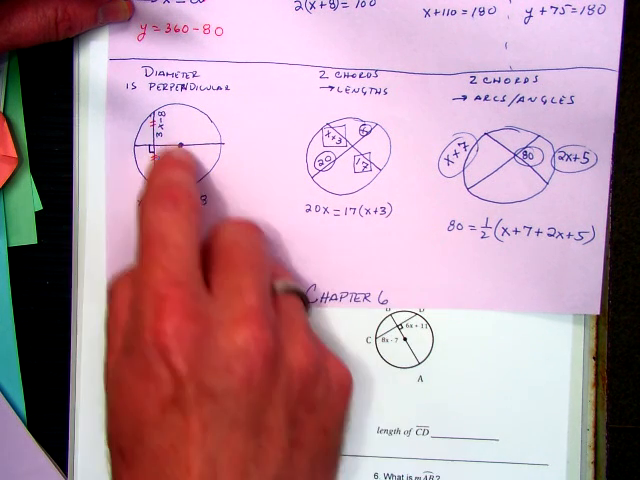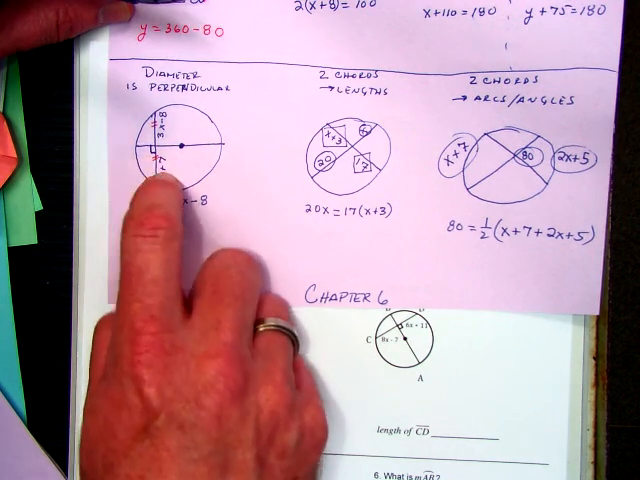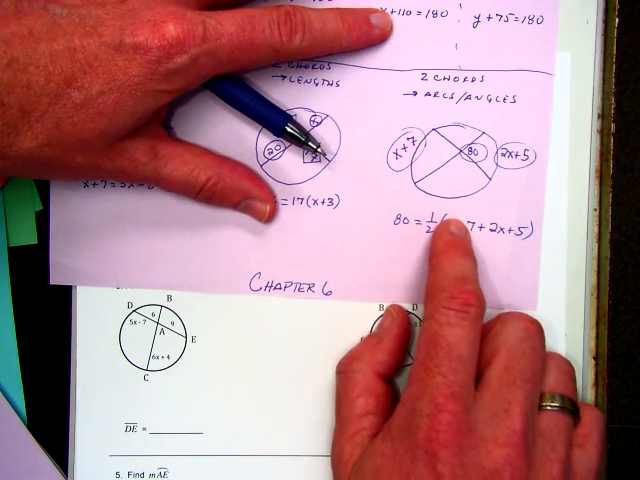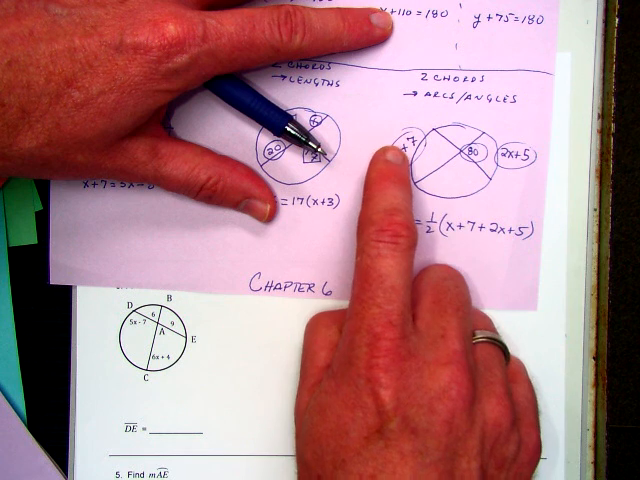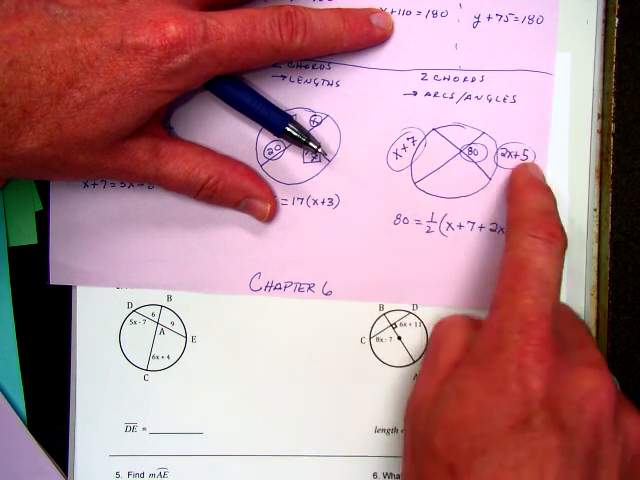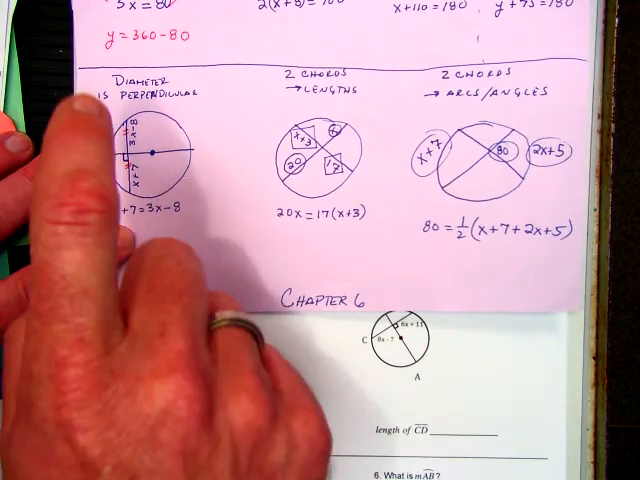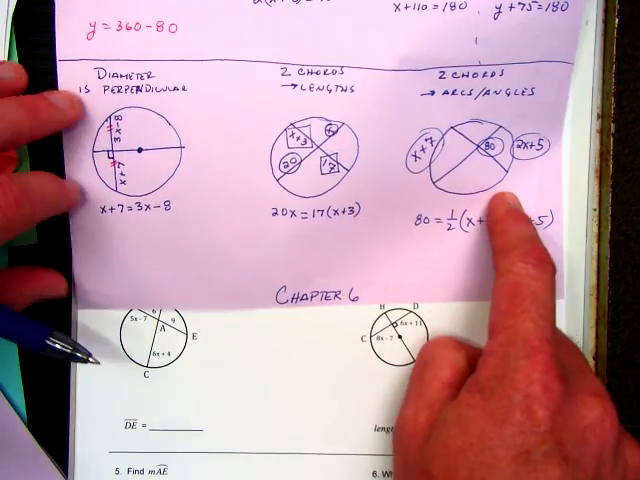Here I just set them equal because they were perpendicular. It was a diameter to a chord. Here is the chords and angles. Is if you have the three of them, the one in the middle is equal to half the sum of the two on the outside. So we're going to see a bunch of these. So this was A, B, and C, if you want to think of it that way.